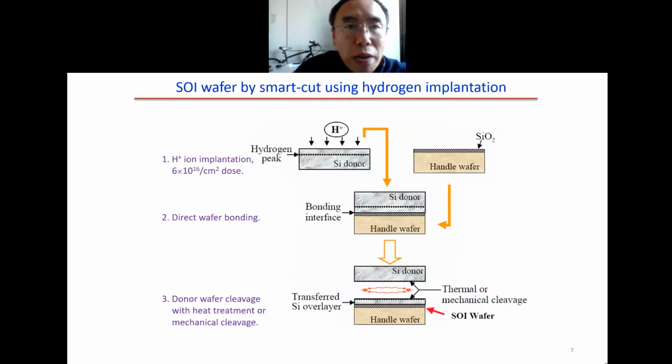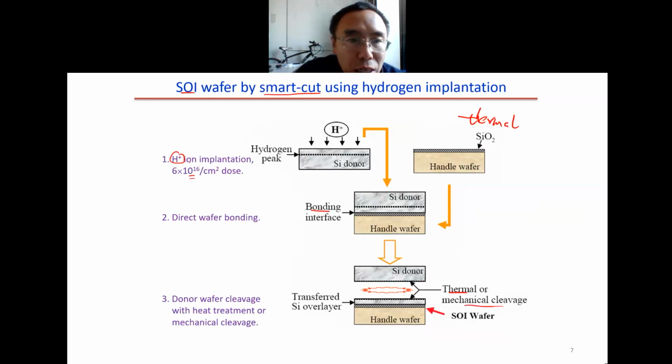Another way to make the SOI wafer is called smart cut. In this case, we do the hydrogen implantation. This is also a very high dose. We have this hydrogen here. Then we have the handle wafer with thermal oxide on top of it. Then we do the wafer bonding. Then we do a thermal or mechanical cleavage.